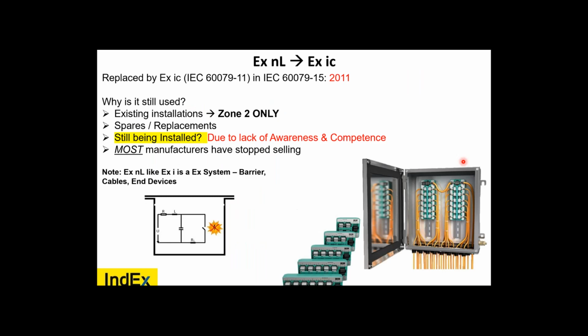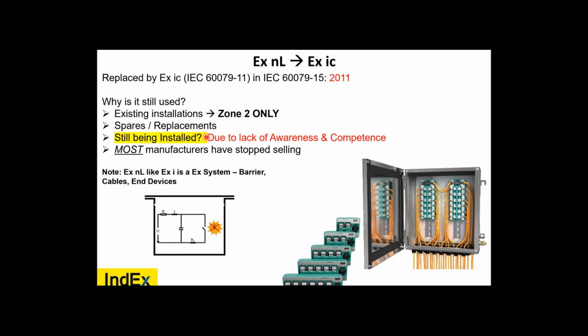Now, as we said, EXNL was replaced by IC in 2011. So why is it still used? Well, existing installations are still out there that are Zone 2. They're needed for spares and replacements. Is it still being installed? Well, only due to a lack of awareness and competence. They shall not be installed in new installations. You shall not use it.